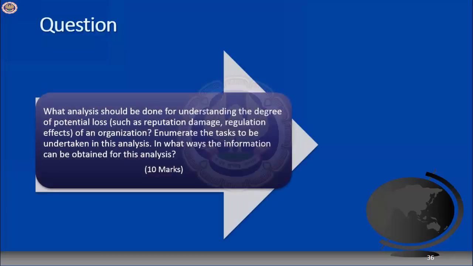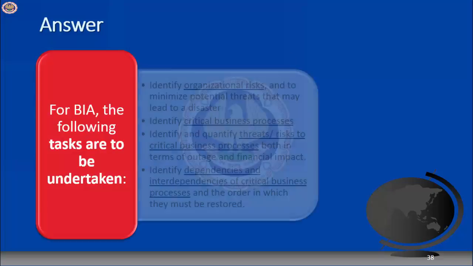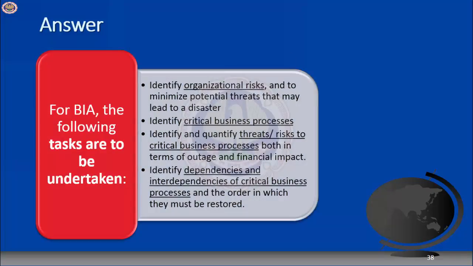Now let's look at one question pertaining to this. What analysis should be done for understanding the degree of potential loss, such as the reputation damage, regulations, etc.? Enumerate the task to be undertaken in this analysis. This question is primarily talking about business impact analysis. We already went through this, so we outlined what are the key things to be done in the case of a business impact analysis.